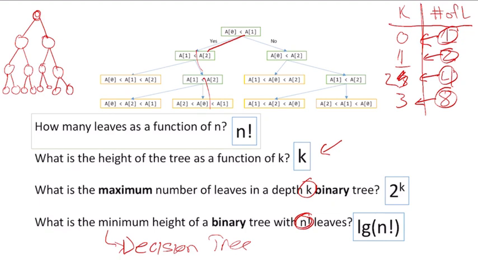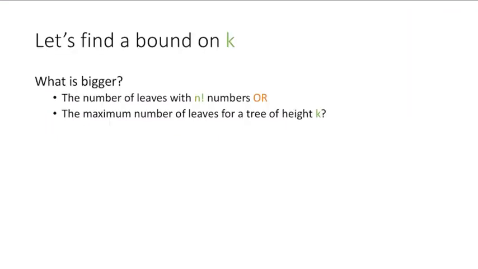Alright, so what we want to compare are these two quantities. The number of leaves as a function of n, and the maximum number of leaves in a depth k tree. So in fact, which one of these is bigger? The number of leaves with n factorial input numbers, or the maximum number of leaves in a tree of height k, depth k. I need to make sure I'm more consistent on my slides, sorry for that.